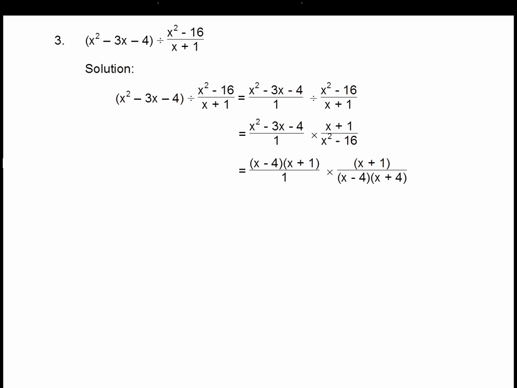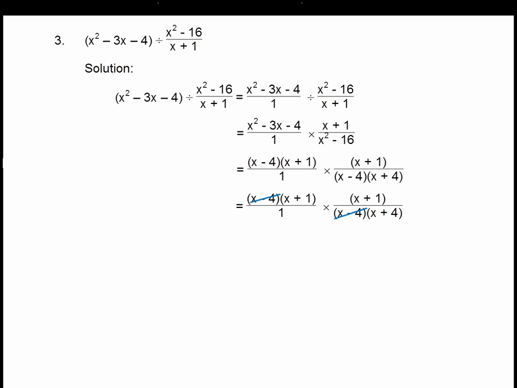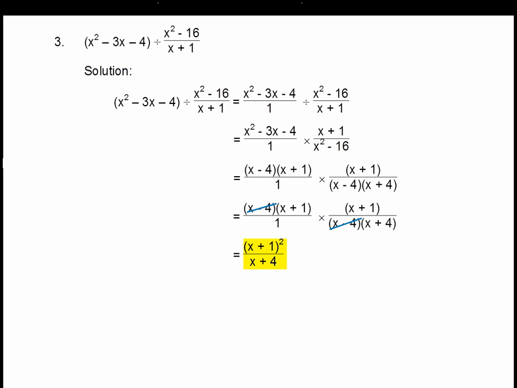Now we start canceling. The only canceling that I can see is x minus 4. The x plus 1 are both in the numerator, so that's why they don't cancel. Remember, one must be in the numerator, one must be in the denominator. So in the numerator we're left with x plus 1 times x plus 1, or really x plus 1 squared. Our denominator is x plus 4.